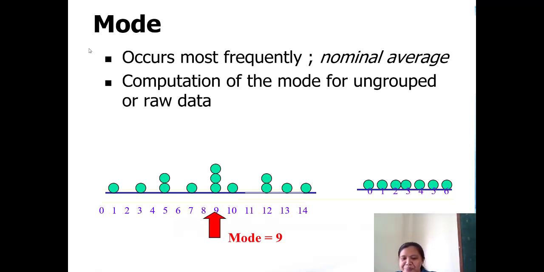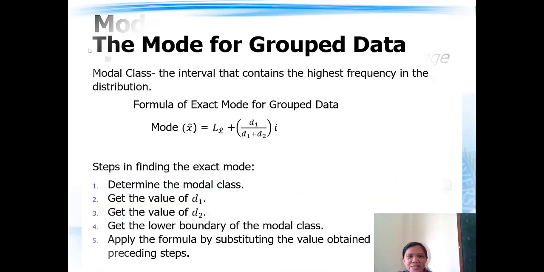So let us now proceed to the computation of the mode for grouped data. First, we have to know what the modal class is. The modal class is the interval that contains the highest frequency in the distribution. And the formula for the exact mode for grouped data is: mode equals L sub x hat plus d sub 1 divided by d sub 1 plus d sub 2, times I.